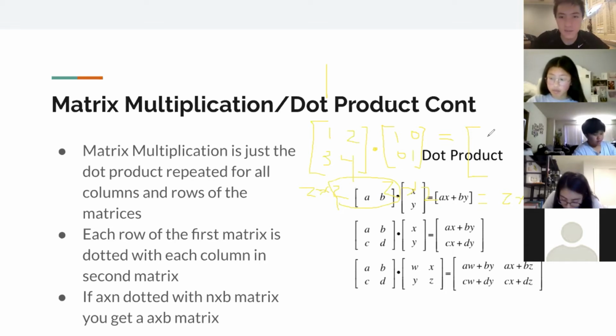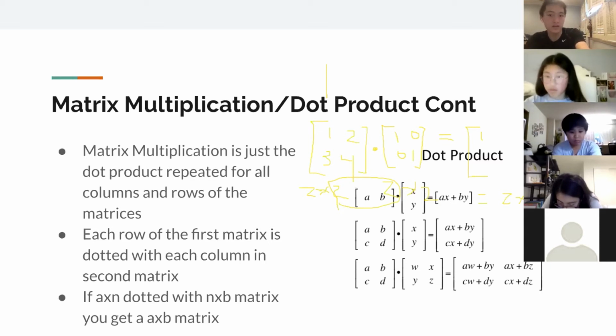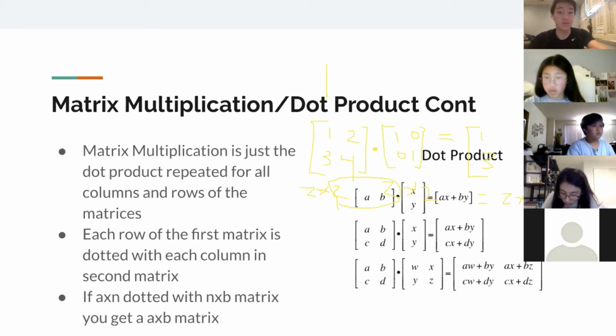How do we get the first element, right? We do 1 times 1 plus 2 times 0, that's 1. Then we do the next column multiplied by the first row, which gives you the first row, second column of the output, right? So that's 1 times 0 plus 2 times 1, 2. Then we do 3 times 1 plus 4 times 0, 3. And then 3 times 0 plus 4 times 1, 4. And then we get this, 1, 2, 3, 4.